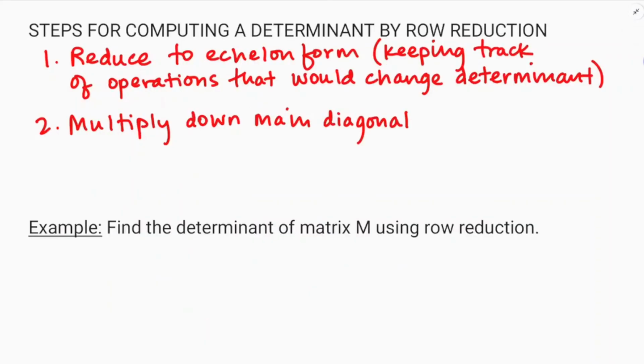Now this gives us a set of steps for computing a determinant by row reduction. First, we reduce to echelon form. No need to go all the way to reduced echelon form, because then we'd be multiplying rows by a lot of constants and have to keep track of even more operations. Once we get it in echelon form, which is necessarily a triangular matrix, we multiply down the main diagonal. Let me show you what I mean.